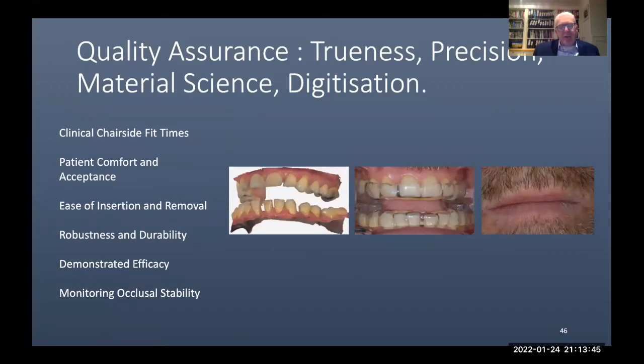And then obviously we also can use digital platforms or digital STL files to monitor occlusal stability, so we can actually track if there are significant occlusal changes occurring over time.